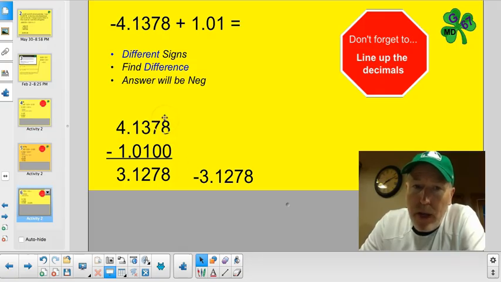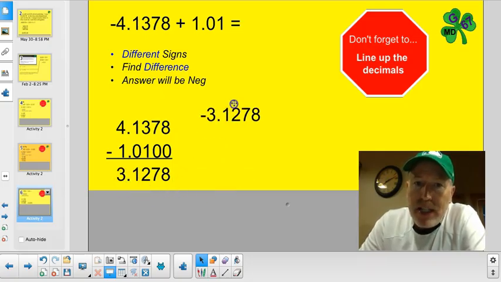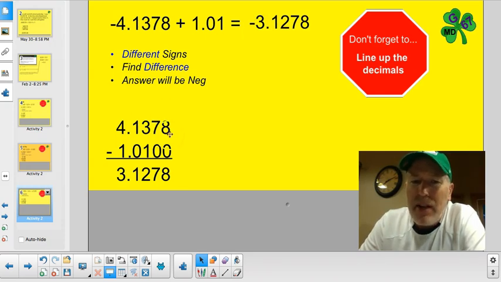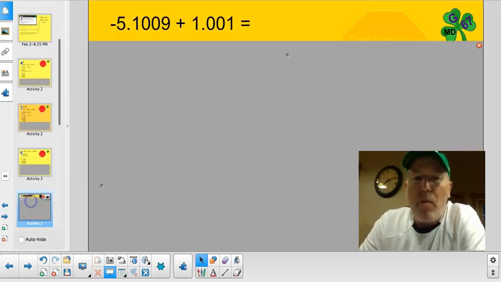When I subtract away, 8, 7, 3 minus 1 is 2, 1 minus 1 is 1, 4 minus 1 is 3. 3.1278. And of course, that's negative. So remember my estimate I had in my head? It's about negative 4 plus 1. Yeah, I meant negative 3 something. My answer makes sense. I've got my decimals lined up. I'm confident. All right. I'll have you try one very similar to that.